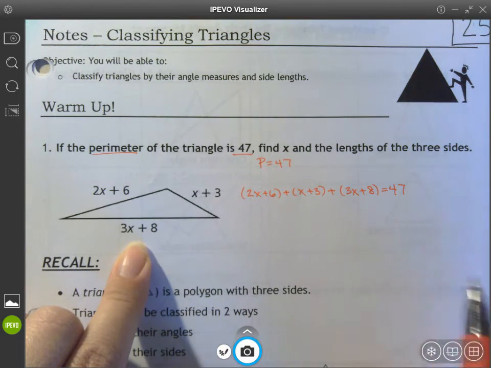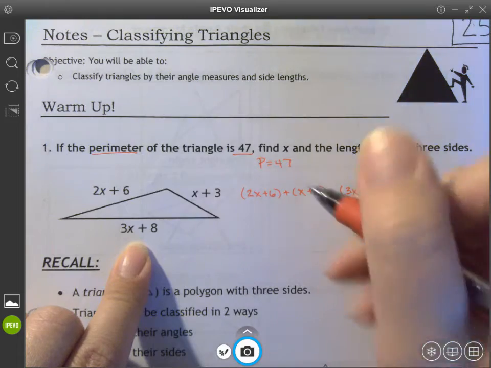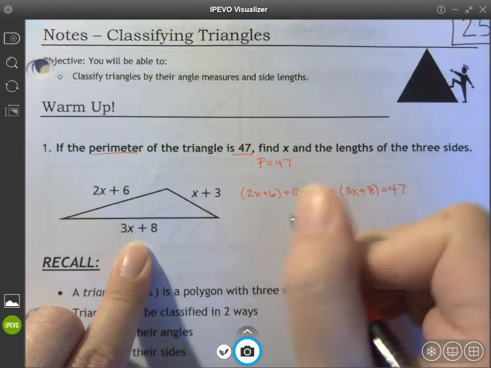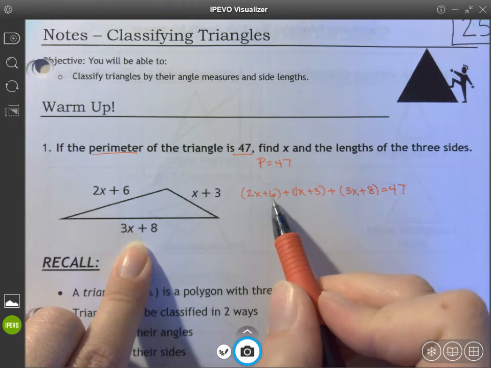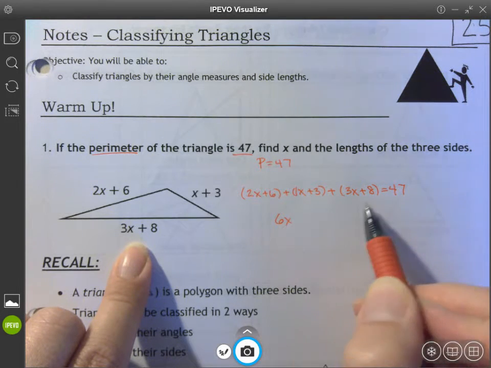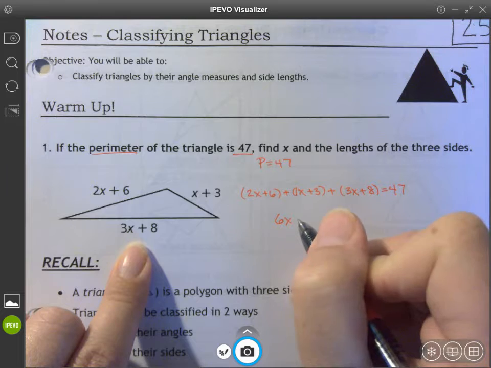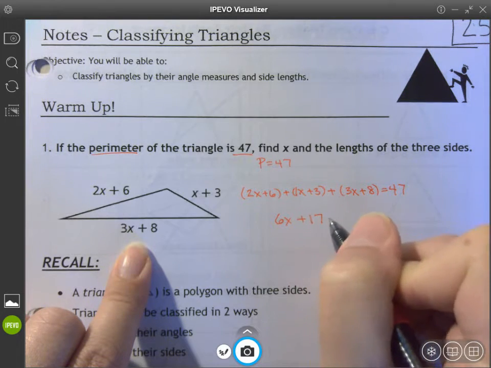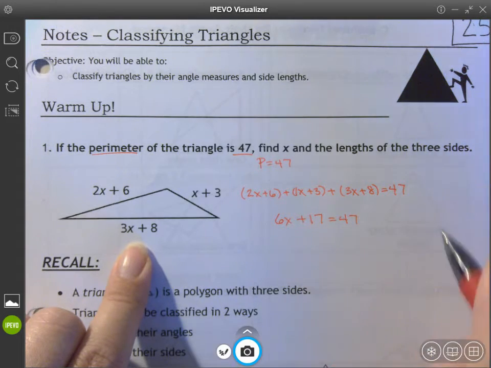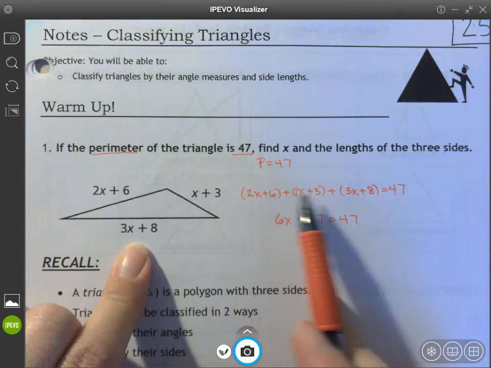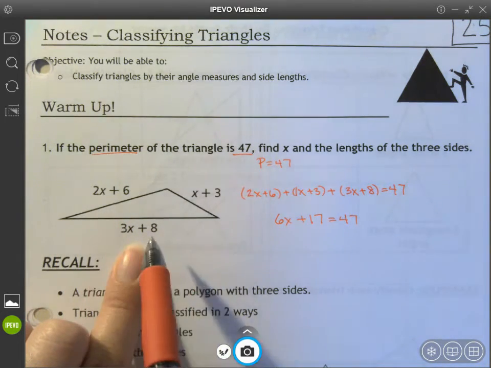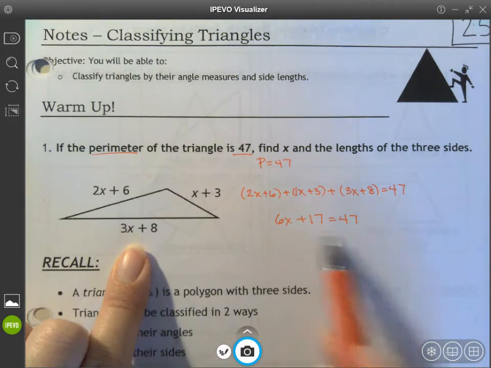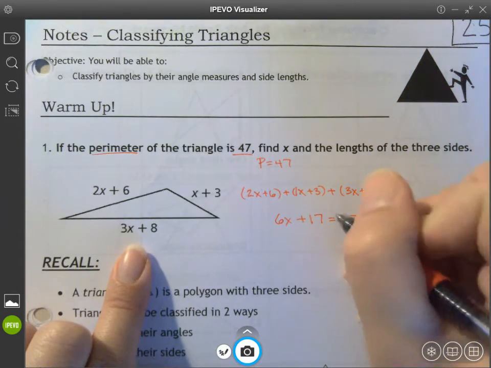So let's add like terms. 2x and 1x is 3x, plus 3x is 6x. Add up your constants: your 6 and 3 is 9, plus 8 should be 17. And that is equal to 47. If you don't want to write this out, I'm fine with it. Some of you will just walk around the triangle with your eyes and add up the x's and the constants, and you come up with the same equation.